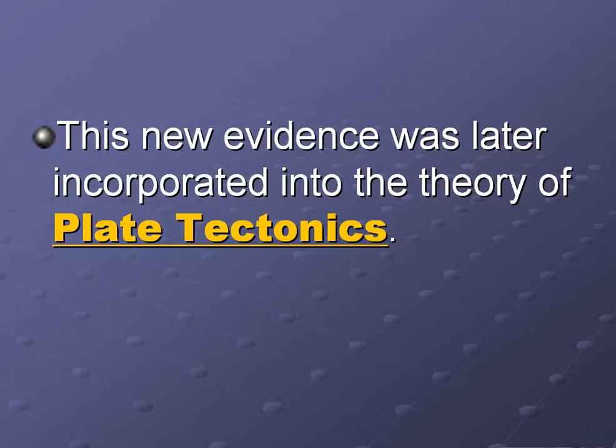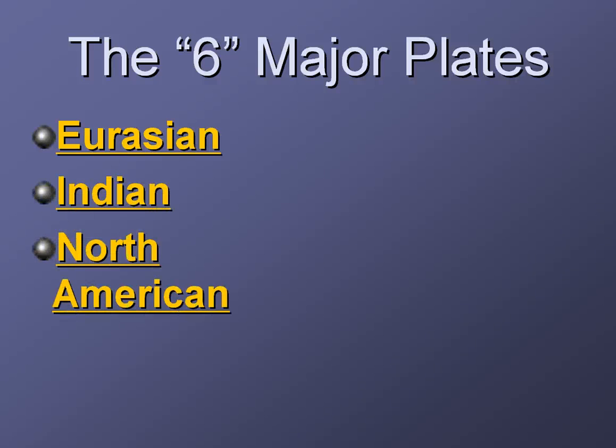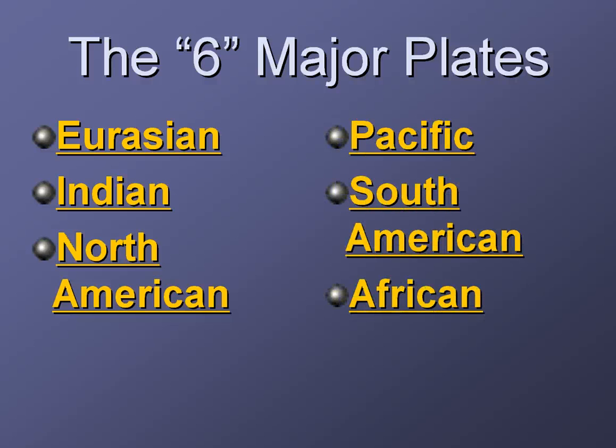Now let's get back to the evidence. New evidence was later incorporated into the theory of plate tectonics. And all this evidence basically said that the continental drift theory was correct. The one big thing was that it wasn't the continents plowing through the ocean. It was actually the plates that move. And these are the 6 major plates: the Eurasian plate, the Indian plate, the North American plate, the Pacific plate, the South American plate, and the African plate. These are the 6 major plates.